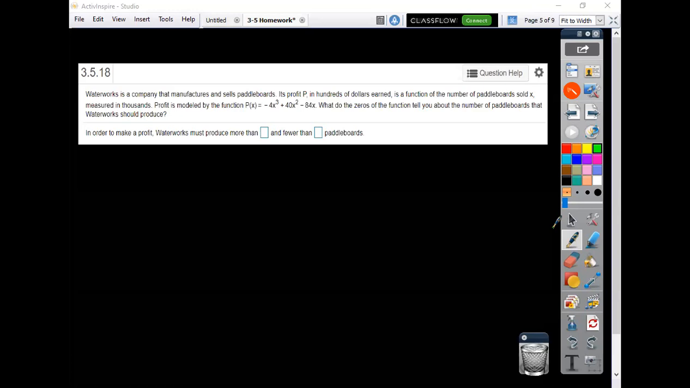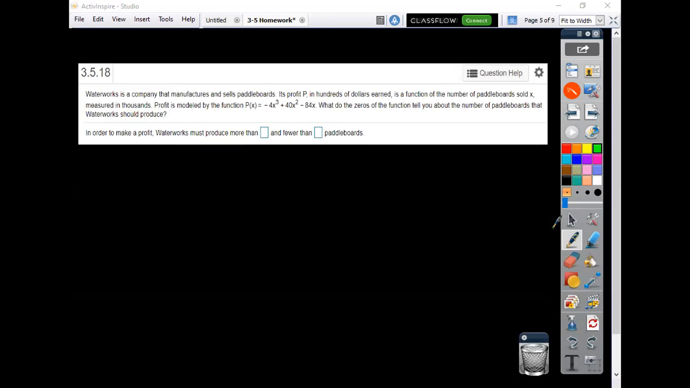Anyway, its profit P, in hundreds of dollars earned, is a function of the number of paddle boards sold, X, measured in thousands. So X is the number of paddle boards in thousands. If X were 2, that means we're selling 2,000 paddle boards. And then profit is modeled by the function P of X equals, and we have that polynomial there.